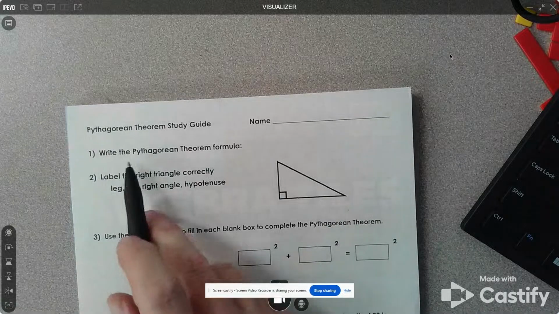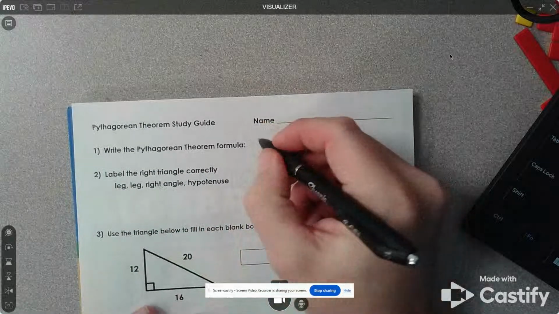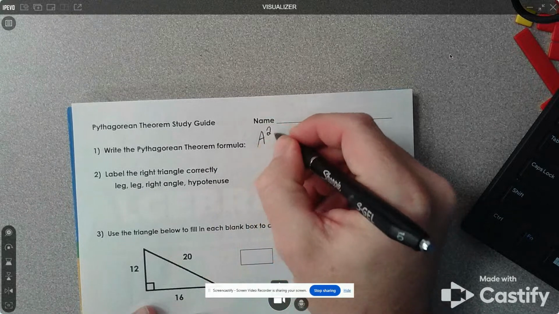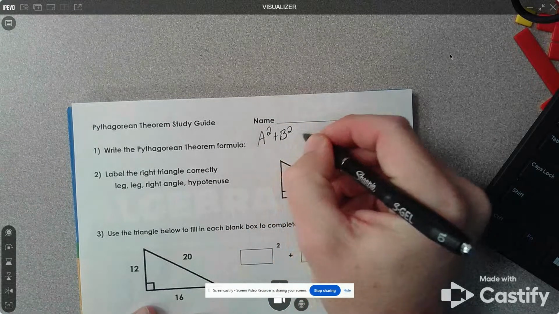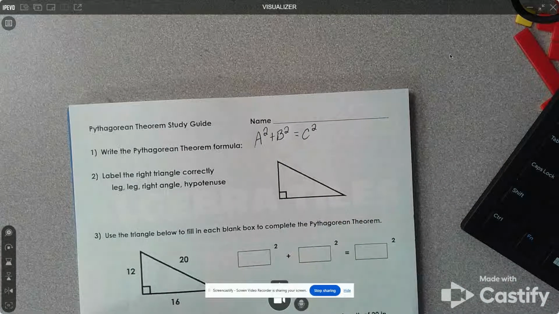So question one, very simple. Write the Pythagorean theorem formula. All you need to put right here is a squared plus b squared equals c squared. You don't need anything more than that for that specific problem.